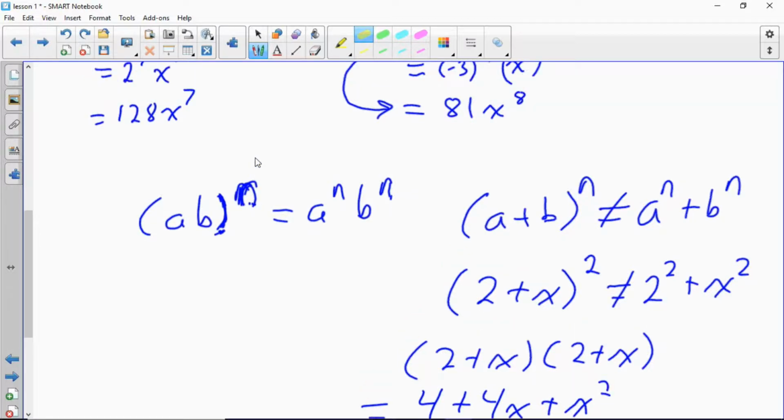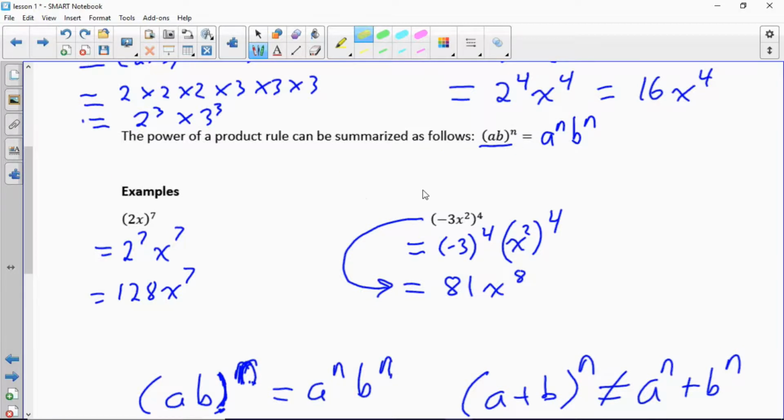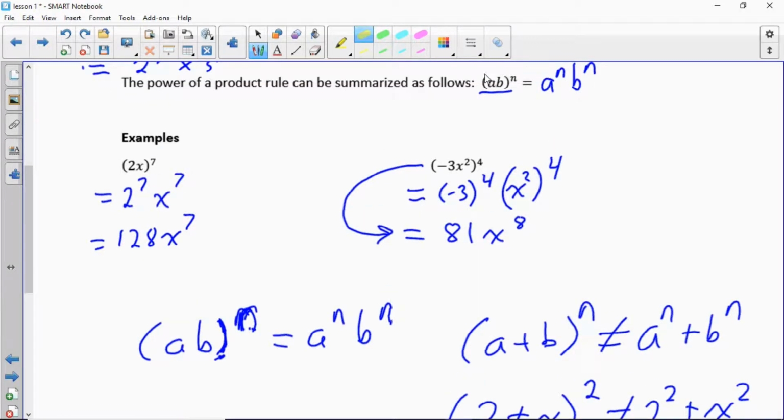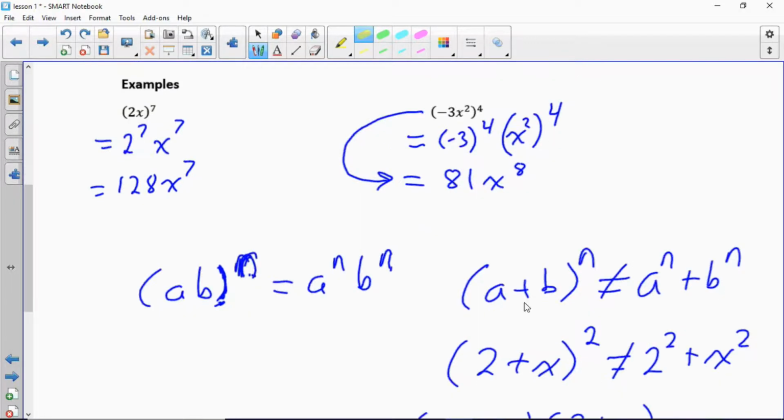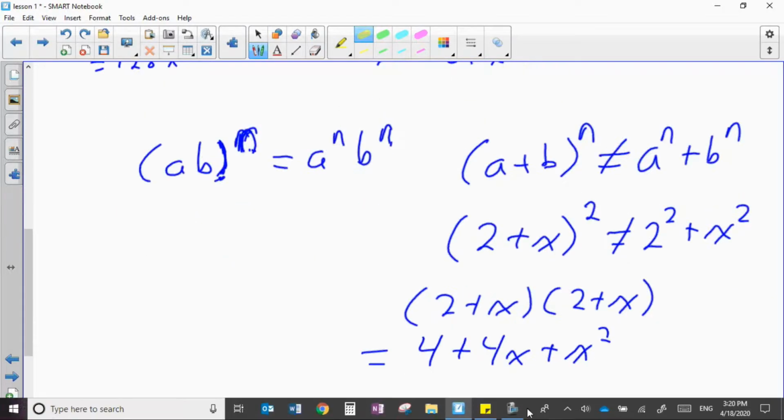So yes, over multiplication, it's kind of like the exponent is raised to the power of both things in the brackets, but that is not true when you do addition, so just be careful with that.